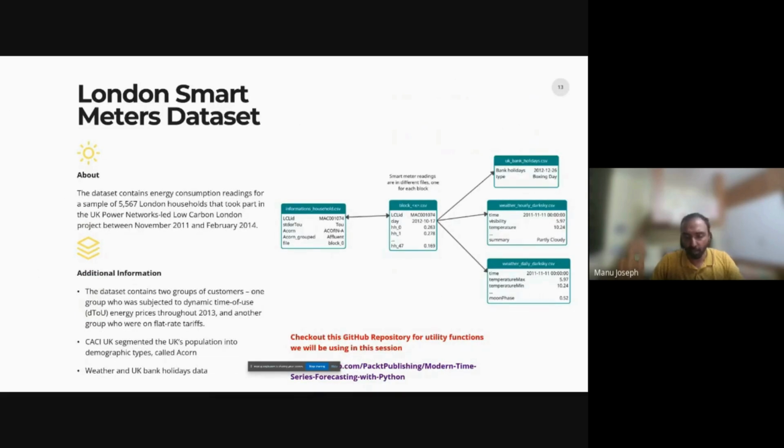It is basically an energy consumption data set. It has 5,500 odd households in London, with recordings of the energy consumption. It's half-hourly interval data. It also has some other information: ACORN groups, the weather, and the UK bank holiday data, some other information to help the whole thing. And this GitHub repository is the companion repository of the book. All the scripts and functions that we'll be talking about in this talk, you can find in this repository, and it's free. It's an open repository.